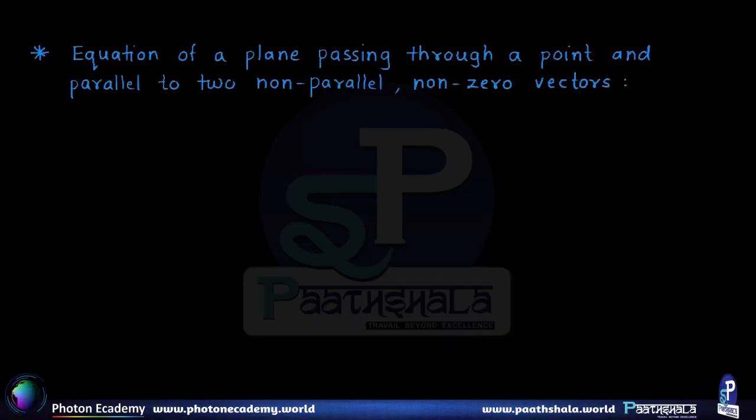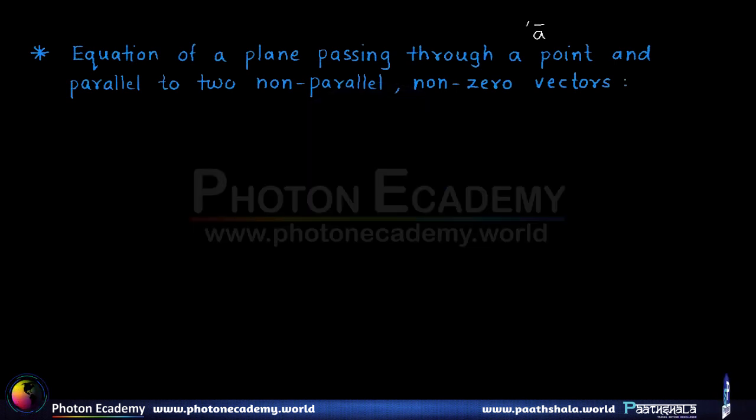Now we go on to study the equation of a plane passing through a given point and parallel to two non-parallel non-zero vectors. Let us consider the given point to have the position vector a bar, and the two non-parallel non-zero vectors we call b bar and c bar.